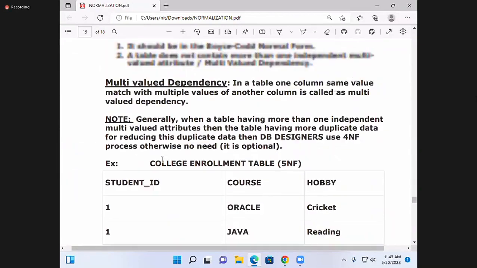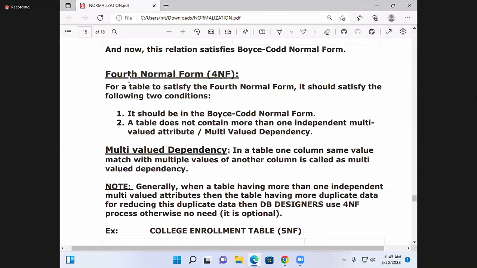Carefully observe what the fourth normal form says. For your table to satisfy the fourth normal form, it should satisfy two conditions. One is that Boyce-Codd normal form should hold. That means that for any dependency where A depends on B, A should be a super key, and B should not be a super key. Yes or no?